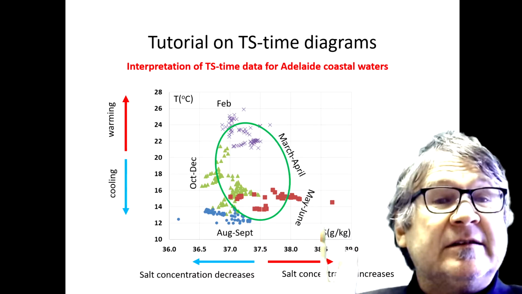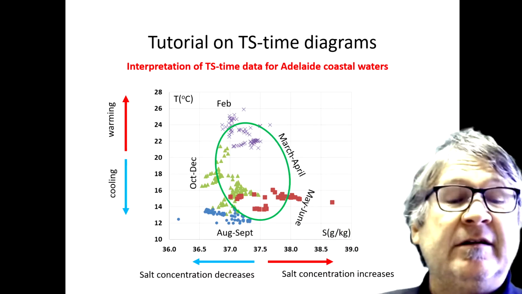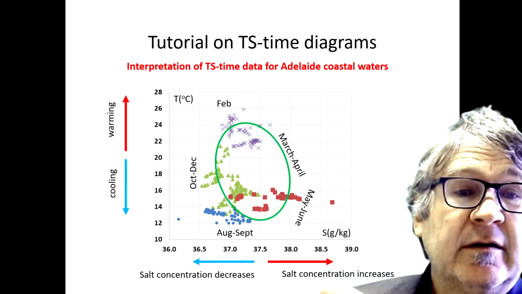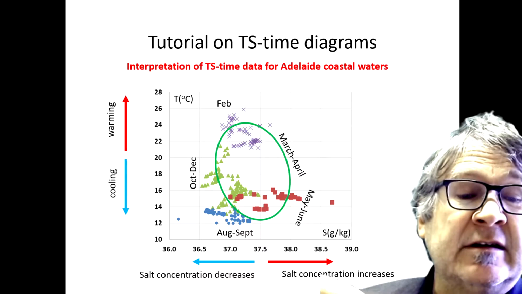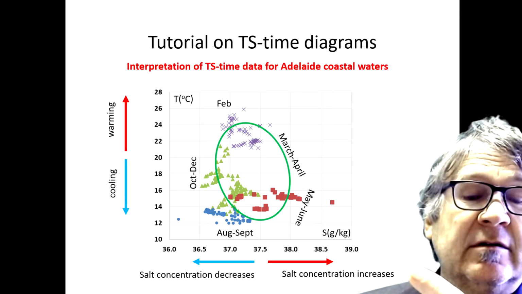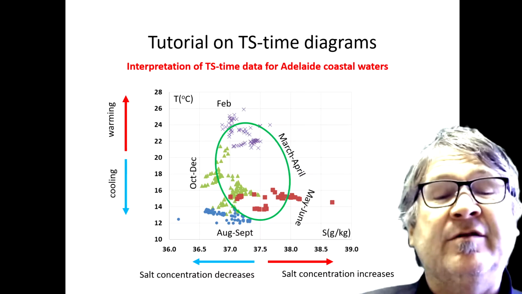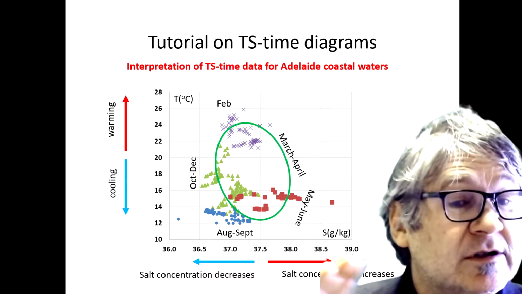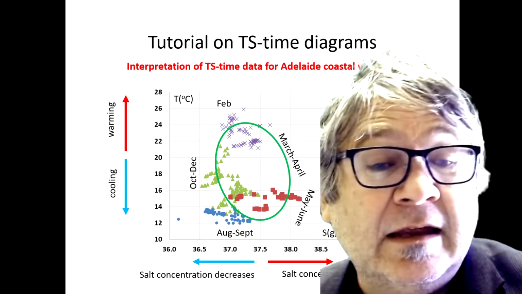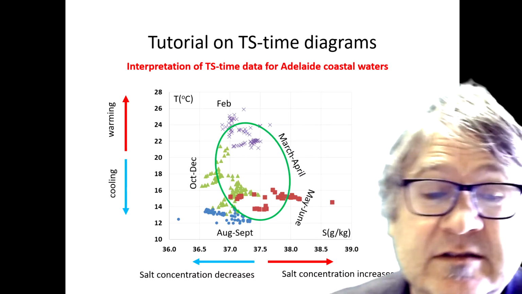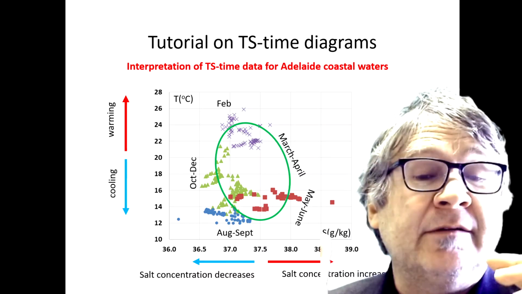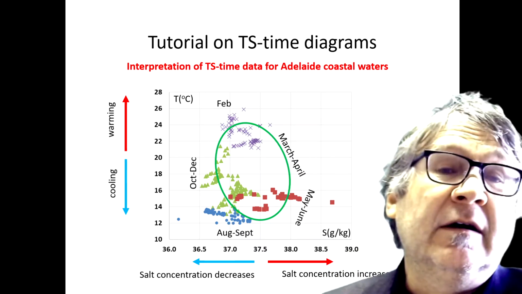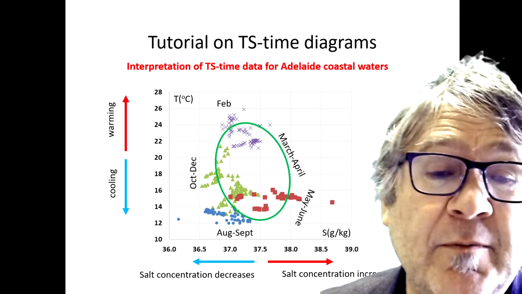Okay. And similarly, for salinity, the salt concentration increases. There's an arrow that moves to the right. And if the salt concentration decreases, it's an arrow that points to the left. I also drew an ellipse through these data clouds, illustrating to you that this is a seasonal cycle that repeats every year.